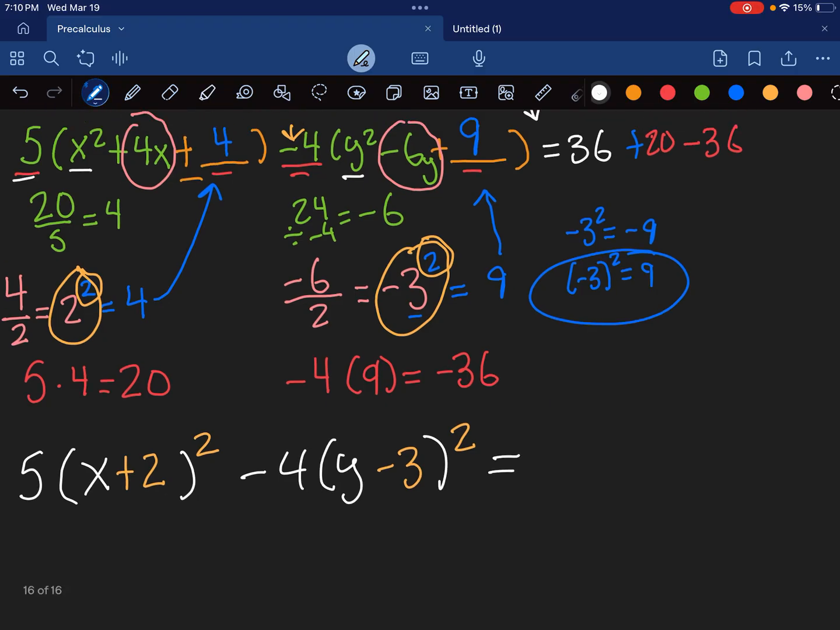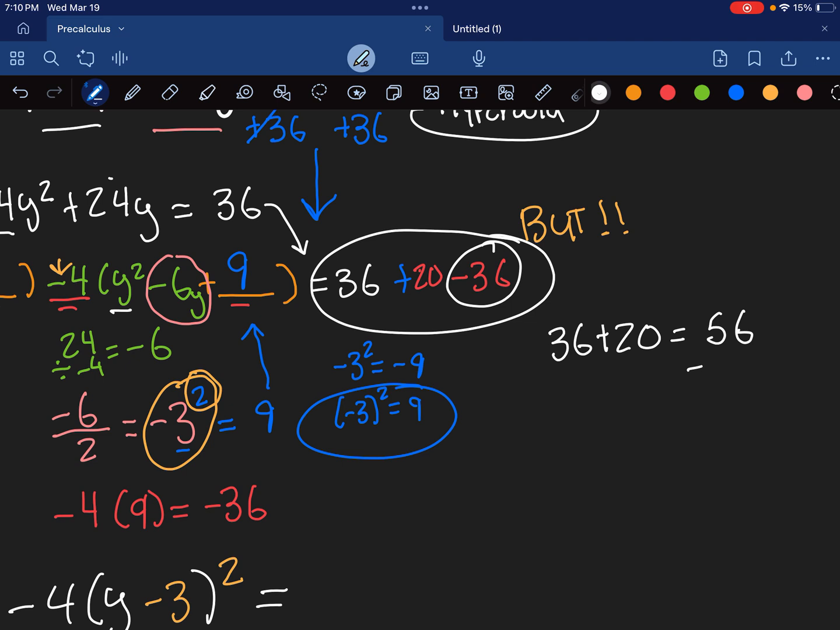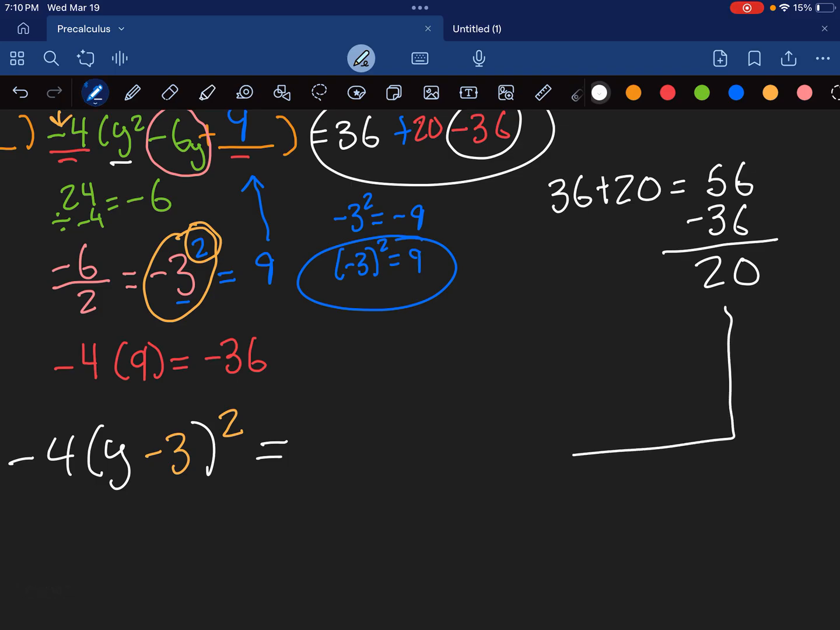So equals, and then we loop back around over here. We're going to figure out what this is. So we know that 36 plus 20 equates to 56, okay? Now we take the second part, which is -36, and subtract that, and that just comes out to 20, okay? So now that we got that, we're just going to move it to here.